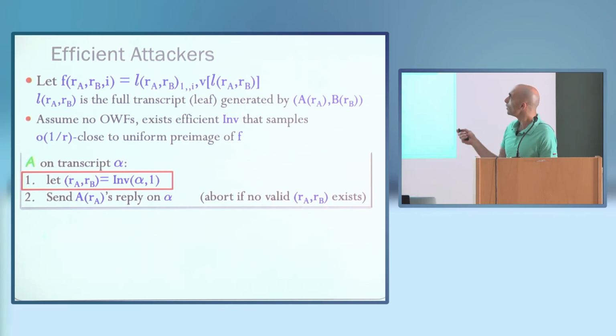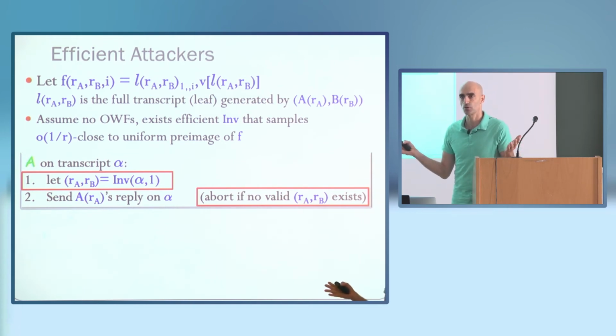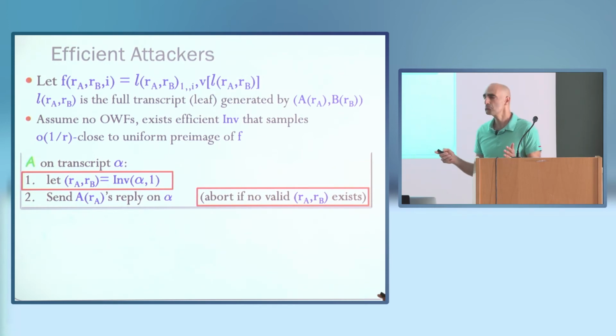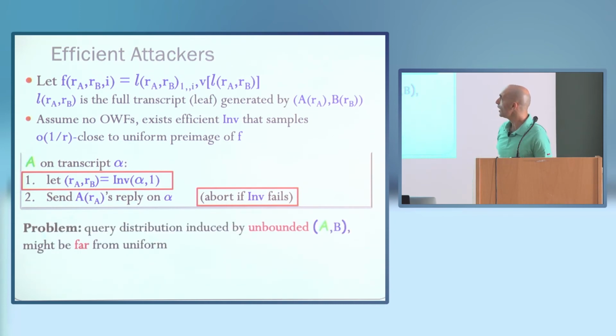then, as I told you, this is also a problem because I may arrive at a point that I cannot invert the function at all. Even if there exists a pre-image, I cannot invert it. So what can I do? I can simply fail. If the inverter fails, I fail. Okay? And we'll show that this is good enough.